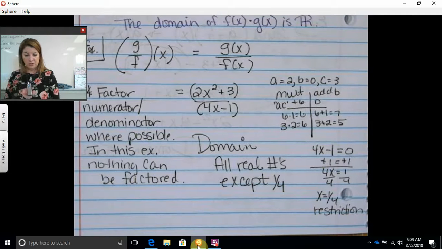Two more examples, and then it's almost spring break. Talking to fourth period only. Everyone else will do this after spring break.